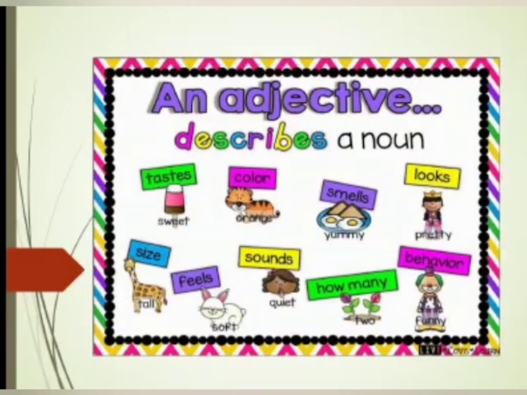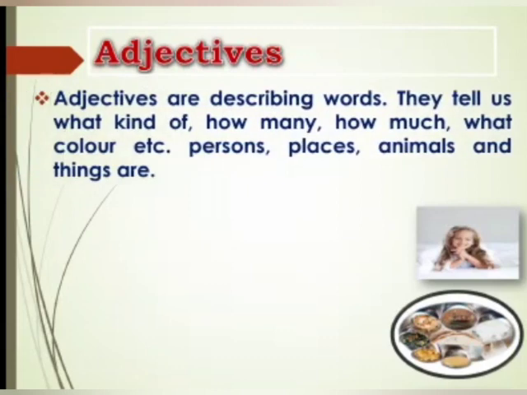Some adjectives describe the size or shape of a thing, and they are also called describing words. We can say adjectives are describing words. They tell us what kind of, how many, how much, what color, etc. persons, places, animals, and things are.